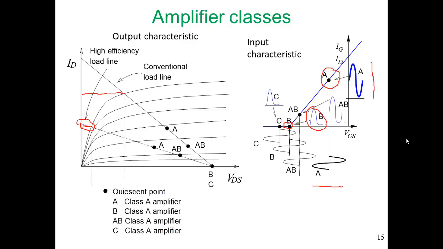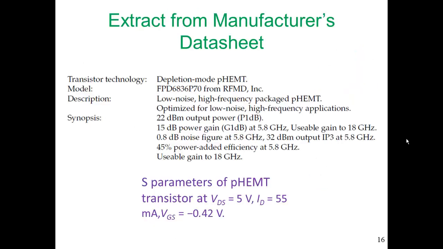So let's look at the manufacturer's datasheet in a little bit more detail, a little bit easier to see. There's a lot of information in here. 22 dBm, allowing for maybe 2 dB of loss in a filter, is saying that an amplifier using this transistor at 5.8 gigahertz can produce around about 100 milliwatts. If we are using it at its maximum output level, we can achieve a 15 dB power gain. That's a fairly good power gain if that's what we're trying to produce.